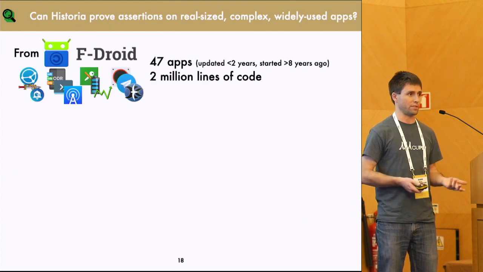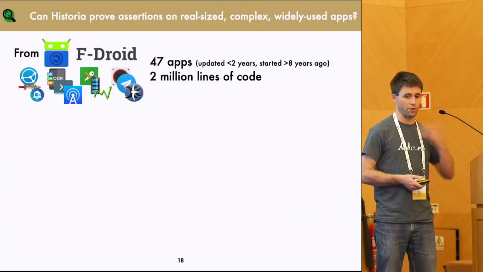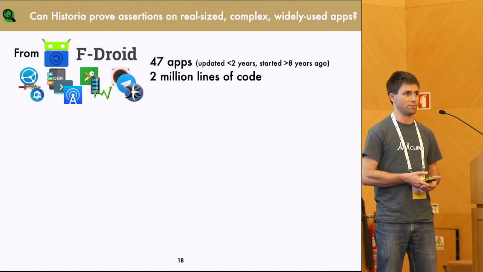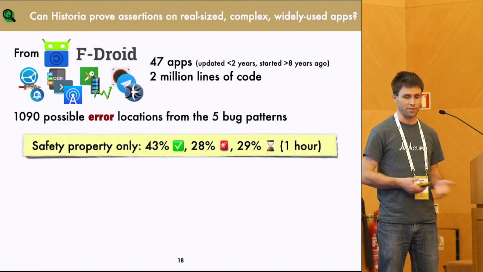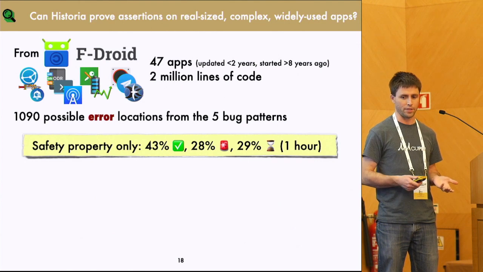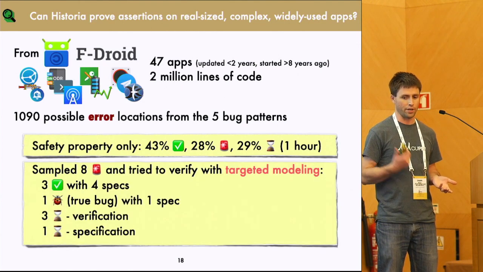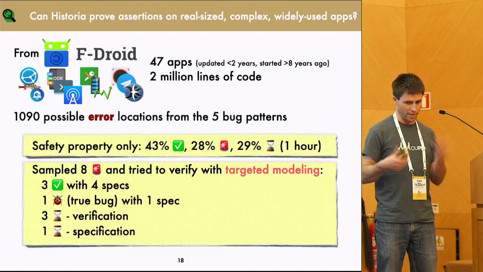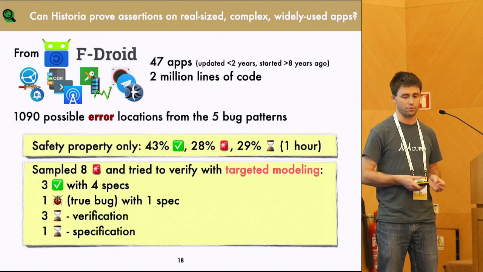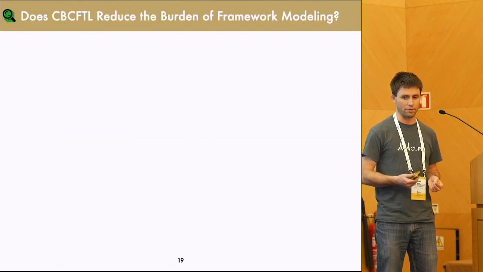So to extend this experiment, we went on to open source F-Droid App Store and got 47 apps with 2 million lines of code and found error locations. And we found that 43% were proven safe within an hour. Then we took 8 samples and were able to prove 3 of these by refining the callback control flow and found 1 true bug, and then 4 were timeouts.